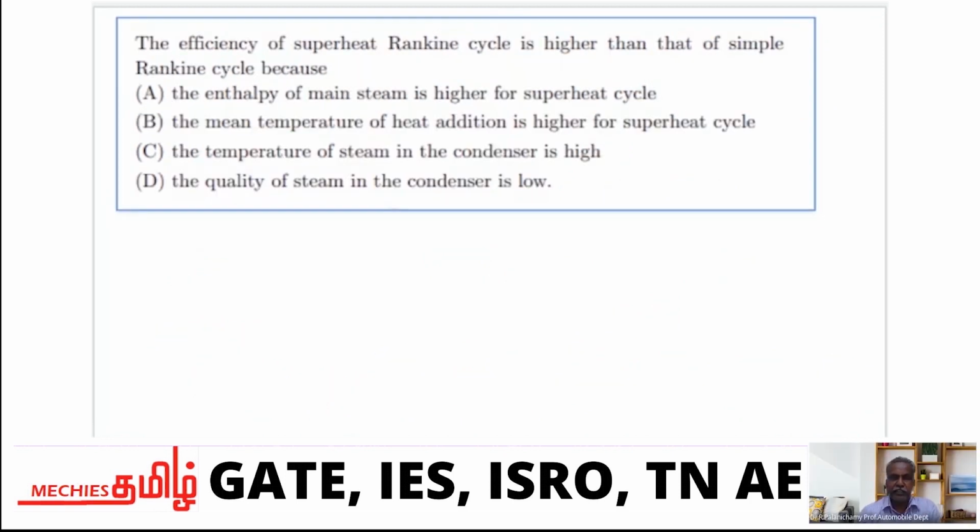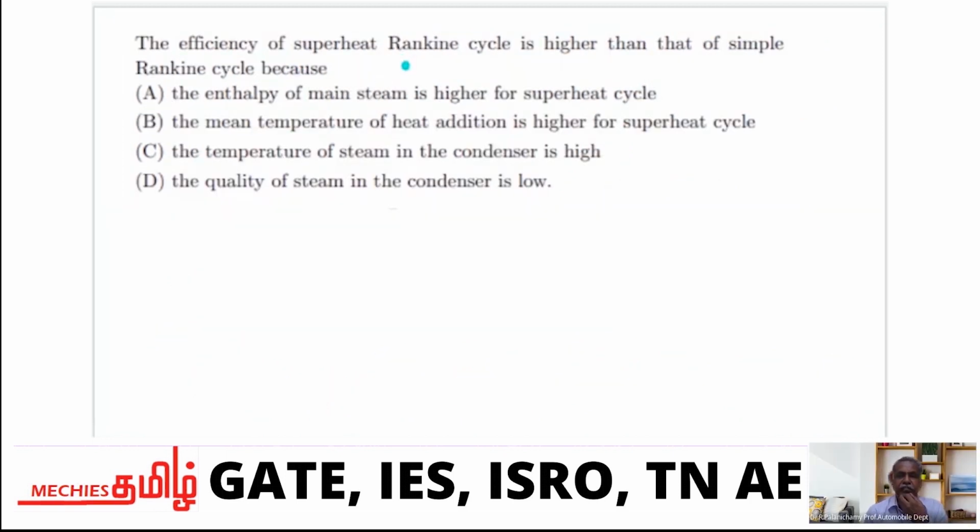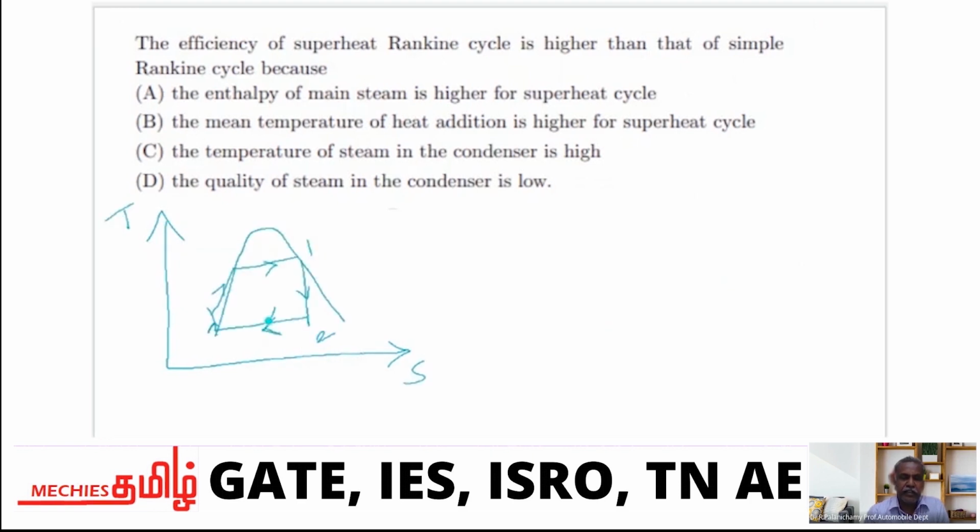This is one more question. The efficiency of the superheat Rankine cycle is higher than the simple Rankine cycle. Simple Rankine cycle we know; I am drawing just to recall. Simple Rankine cycle: expansion in the turbine, condensation, pumping, then heat addition. This is the heat addition, heat supply, and in the condenser heat is rejected. This is a simple Rankine cycle.